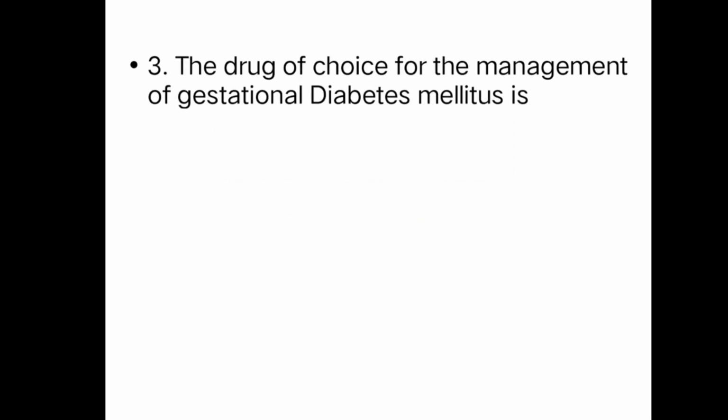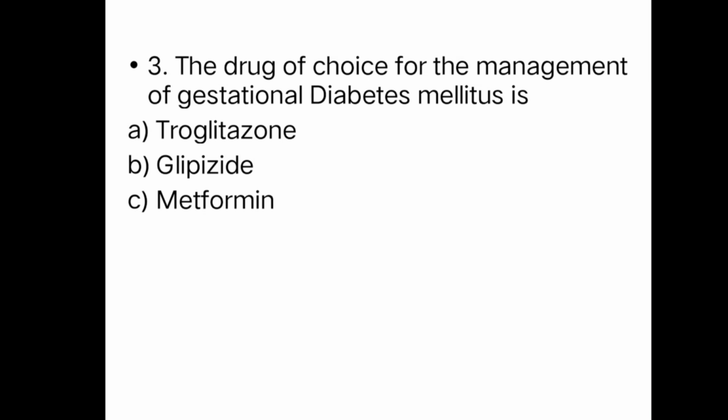Third question is, the drug of choice for the management of gestational diabetes mellitus. This is a very repeated question in every examination. Among the 4 options, which is going to be the best drug for gestational diabetes mellitus? Option A is troglitazone, option B is glipizide, option C is metformin, and option D is insulin.